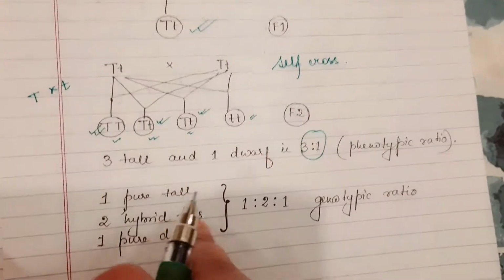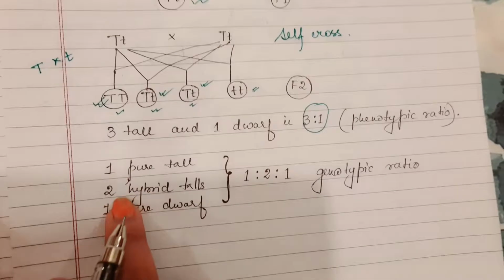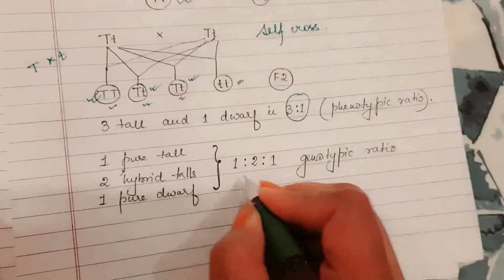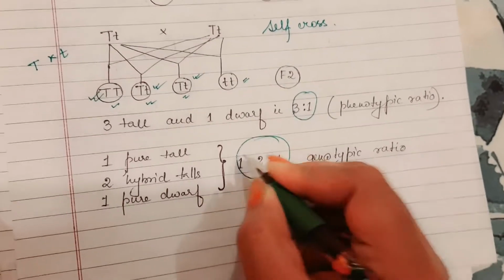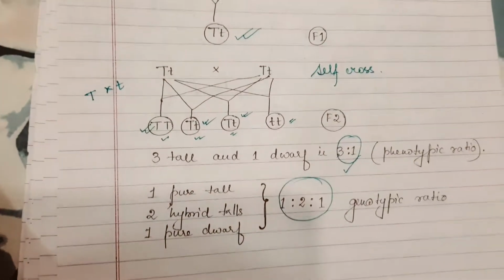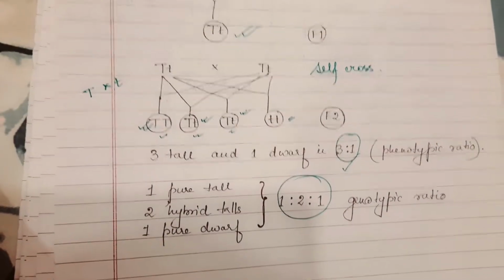This is the phenotypic ratio. Now, what about the genotypic ratio? See, 1 pure tall, 2 hybrid talls, 1 pure dwarf. That is, the genotypic ratio is this and the phenotypic ratio is this. Clear? Law of purity of gametes.